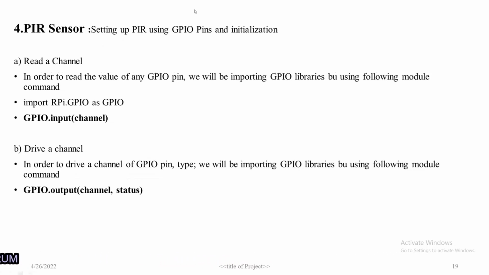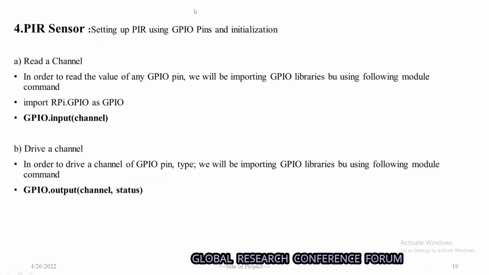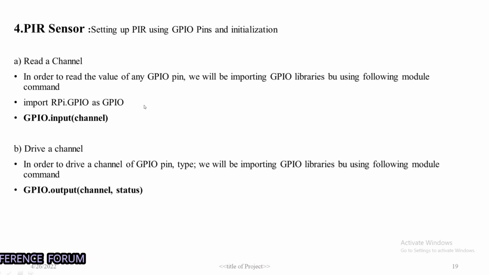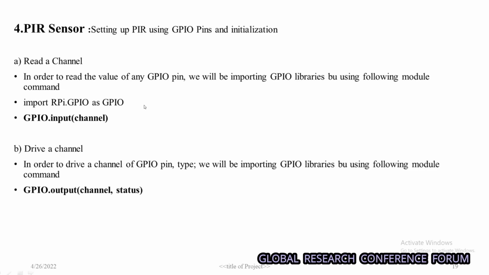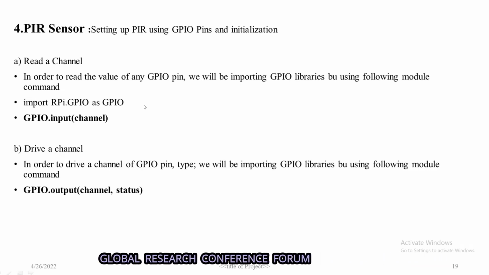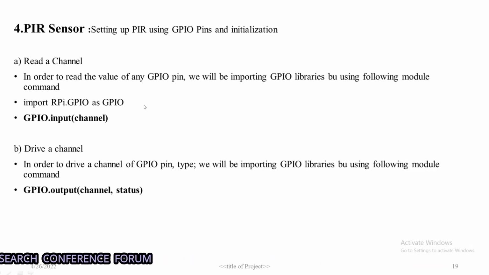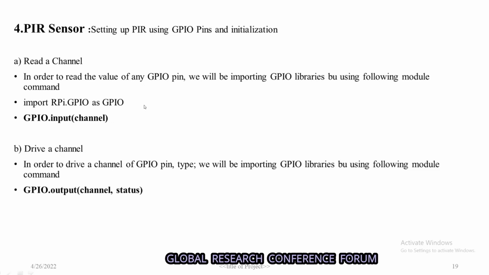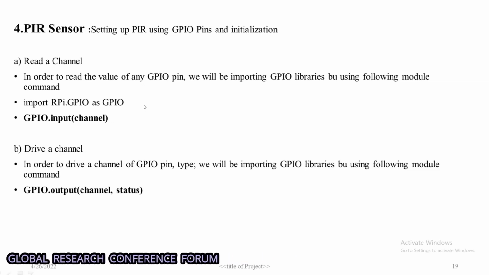So this is the PIR sensor module. After setting up all these things, we will be setting up the PIR sensor using the GPIO pins which are available on the Raspberry Pi. We will be setting the GPIO pins in this way: one will be an output pin and one will be an input pin, and the voltage power supply will be given through the pins only.